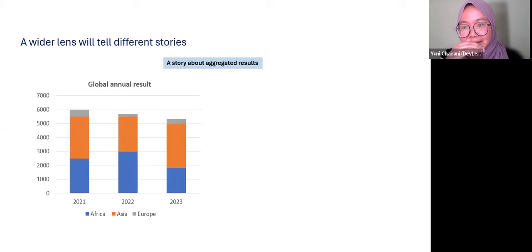So the region is on the stack, and then we see the total. So we only see 3 columns total for a global result. It is better if you want to present your data to maybe a high-level stakeholder, maybe to your donor. So in this way, you can still see the regional achievement, but you also can see the global achievement.